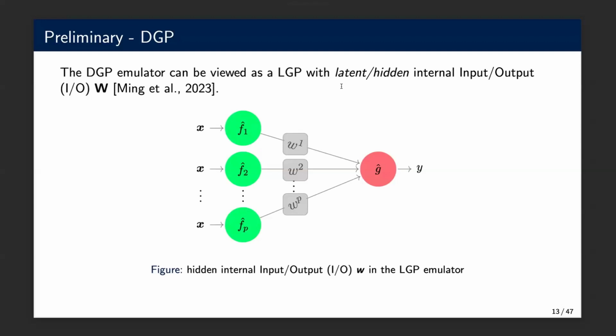Now the deep Gaussian process is very similar to the linked GP if we treat the intermediate output as unobservable, we don't know it, or it is hidden.